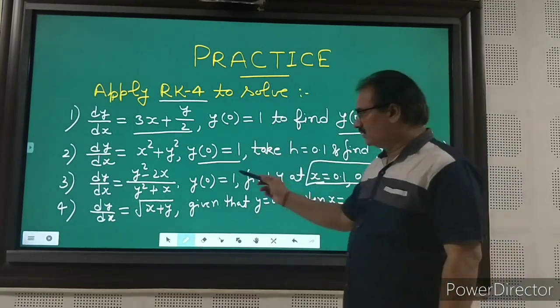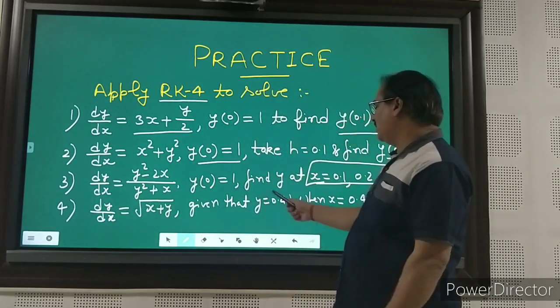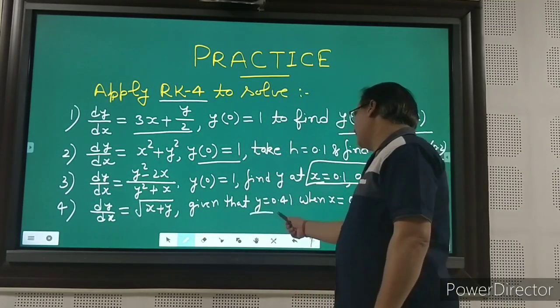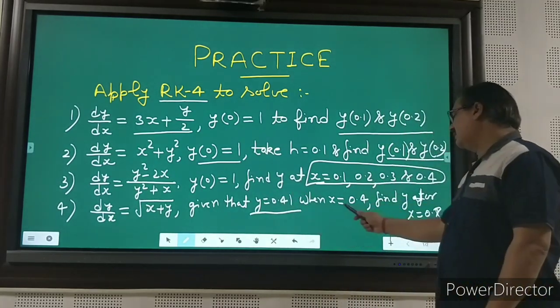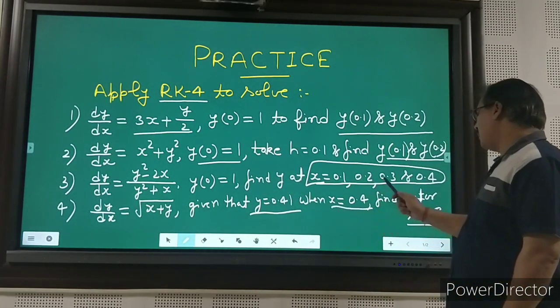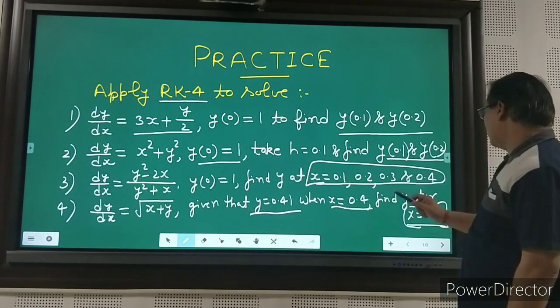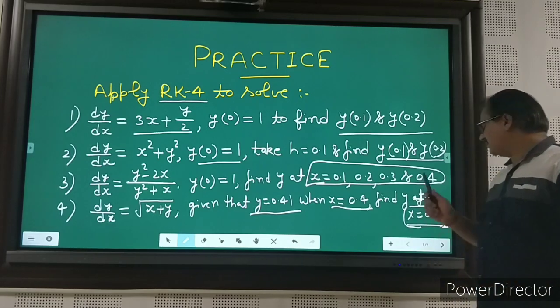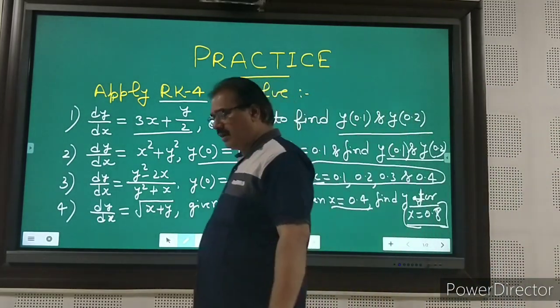And now the last problem is dy/dx = square root of (x + y), given that y is 0.41 as the initial value, when x is equal to 0.4, then find y for x = 0.8. So these are the four problems for your practice.